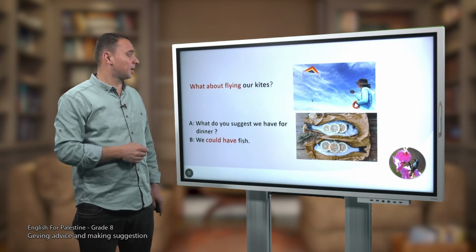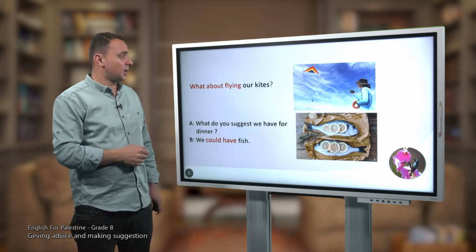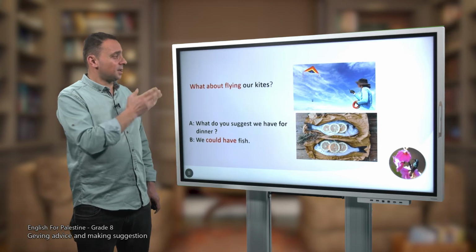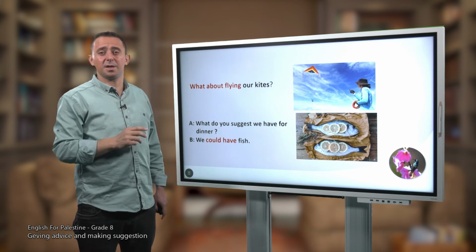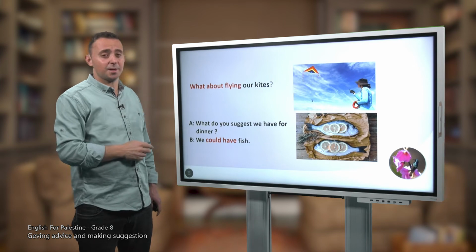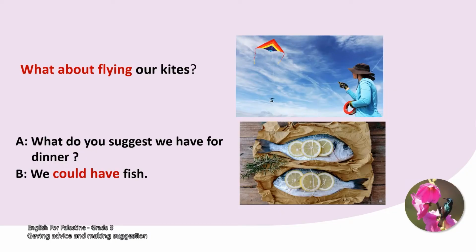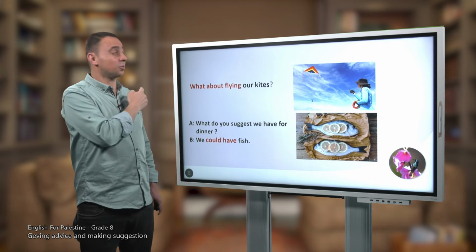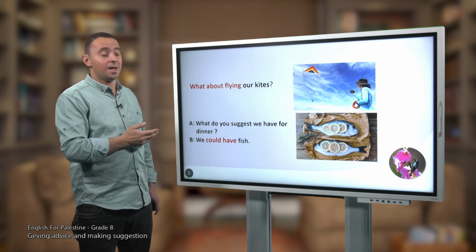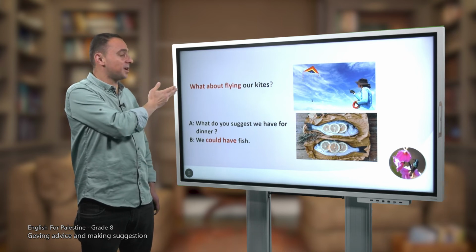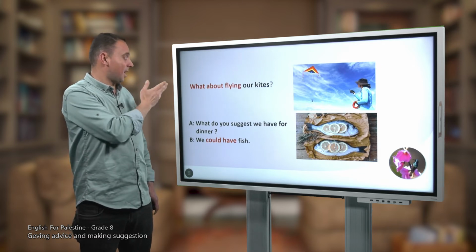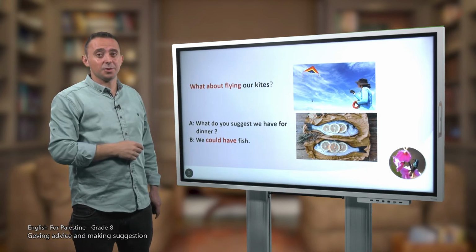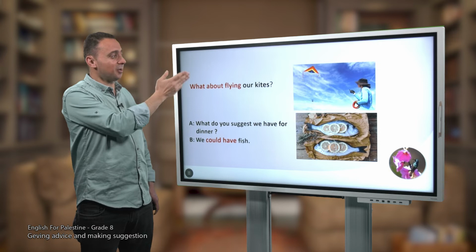Let's continue. What about these examples? Look at the picture and notice that the speaker is making a suggestion here. The speaker is not giving advice, he is making a suggestion. What does he say? What about flying our kites? Notice the speaker uses what about to give suggestions, and what about is followed by verb with ing, flying. So, with expressions like what about, we should have verb with ing. We don't say what about fly. What about flying our kites?